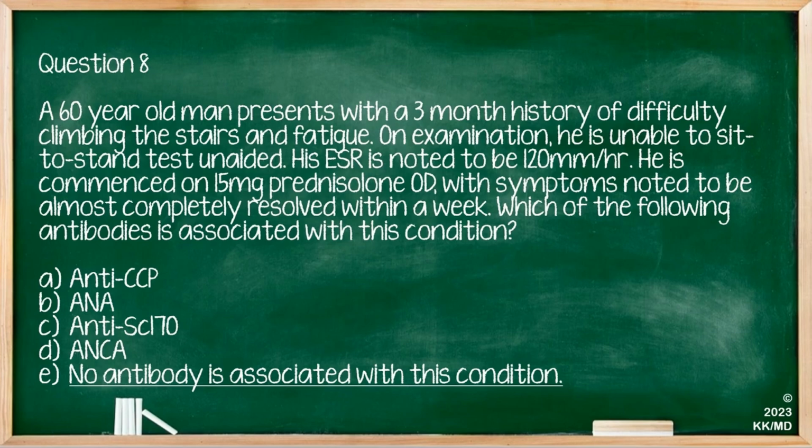Just to recap, anti-CCP is the most specific antibody in rheumatoid arthritis. ANA is the most sensitive antibody in the case of systemic lupus erythematosus. Anti-SCL7T is the most specific antibody in the case of diffuse systemic sclerosis. And if you want to hear about that and the differences between the diffuse and the limited versions, please click here. And finally, ANCA is the most specific antibody in the case of vasculitis.